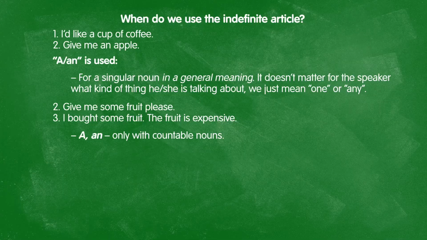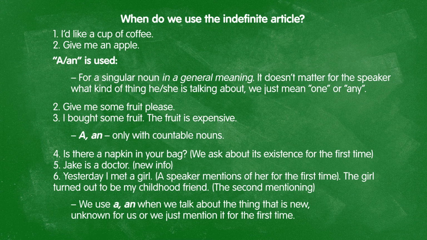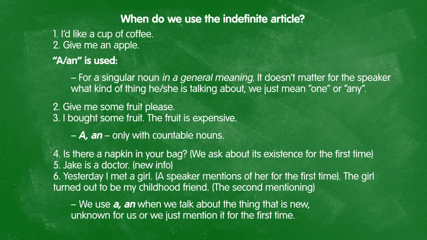So some more examples where I can use a and an are in the following. I can say, is there a napkin in your bag? Here, we're asking about its existence for the very first time. I can also say, Jake is a doctor. And here I'm providing to you new info. And a third example, yesterday I met a girl. Here, again, I'm mentioning this girl for the first time. The girl turned out to be my childhood friend, the second time I've mentioned her.